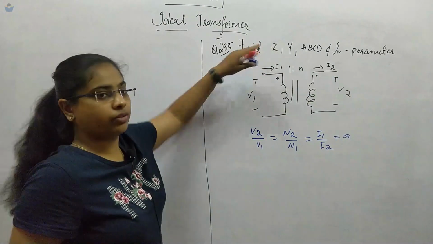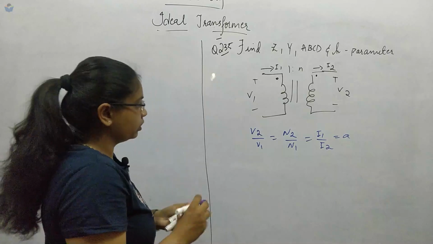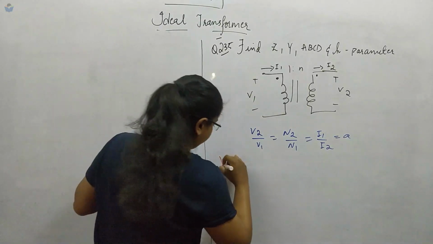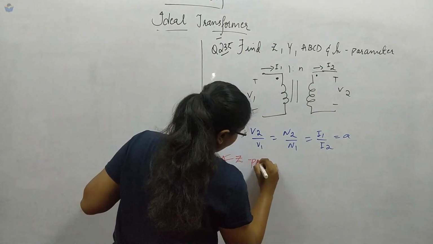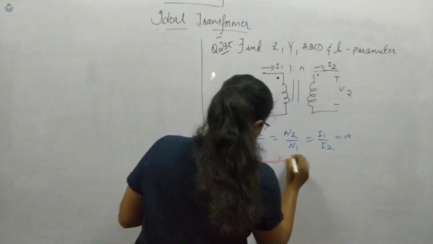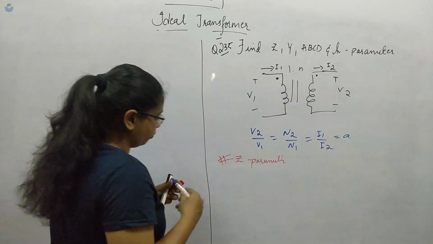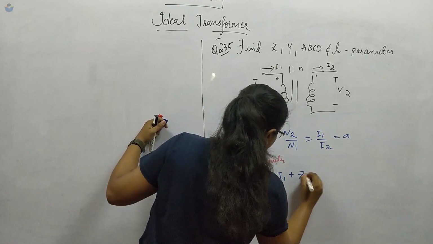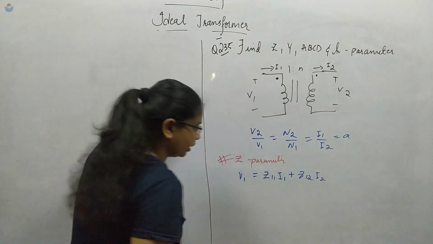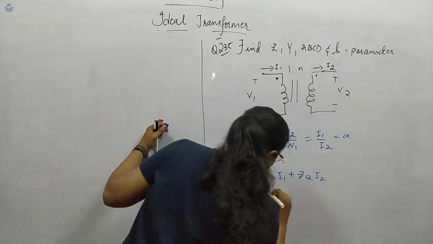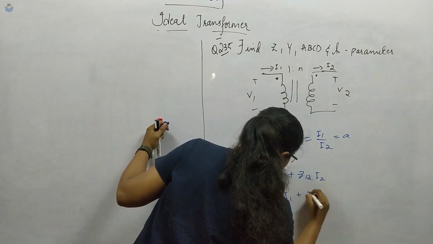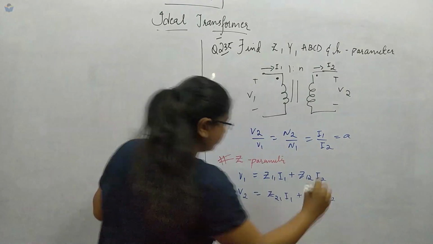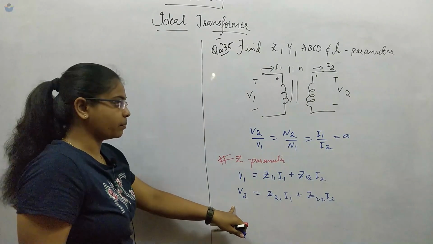First we have to find the Z parameter. So what does the Z parameter say? How do we write the Z parameter? V1 equals Z11 I1 plus Z12 I2. Then V2 equals Z21 I1 plus Z22 I2. This is the equation for the Z parameter.